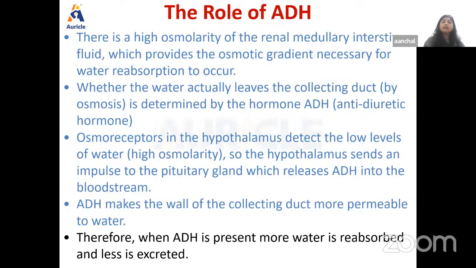Basically, there is a high osmolarity of the renal medullary interstitial fluid, which provides the osmotic gradient for the reabsorption of water. Whether the water actually leaves the collecting duct by osmosis is determined by the hormone ADH. The osmoreceptors in the hypothalamus detect a low level of water or high osmolarity, so the hypothalamus sends an impulse to the pituitary gland. As we know, ADH is secreted by the posterior part of the pituitary gland, which releases ADH into the bloodstream. Now ADH makes the wall of the collecting duct more permeable to water. Therefore, when ADH is present, more water is reabsorbed and less is excreted.